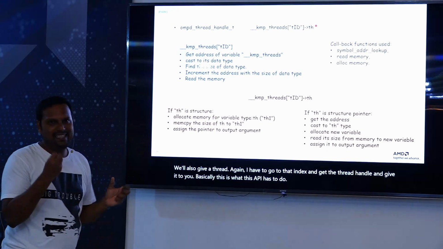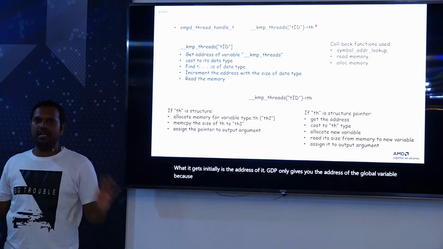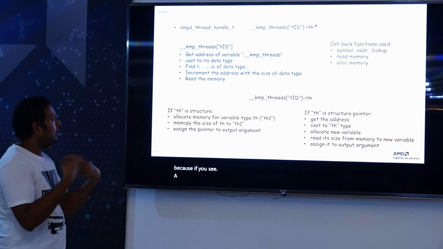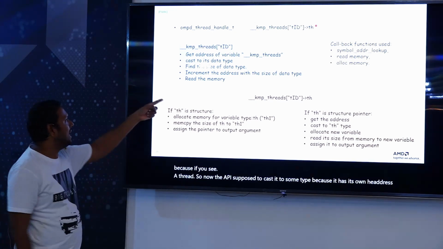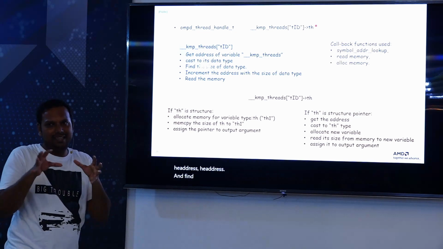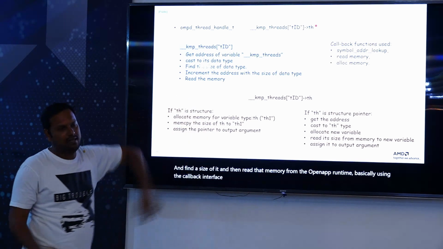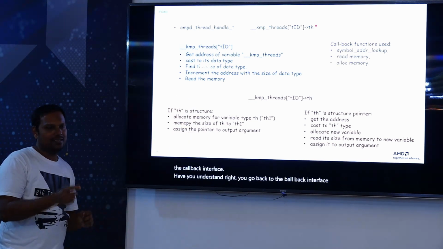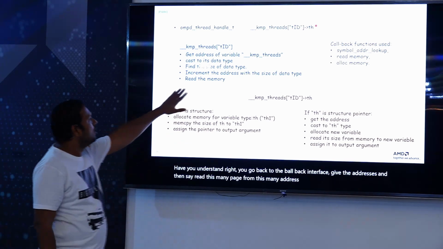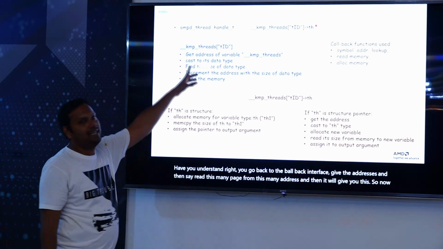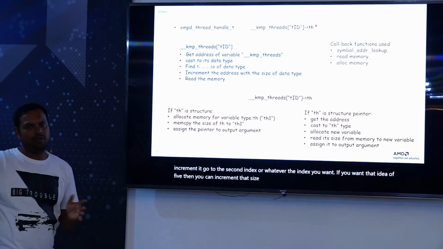What it gets initially is the address of it. GDB only gives you the address of the global variable, because libOMP doesn't have any debug information. It just says thread. So now the API is supposed to cast it to some type, because it has its own header file, and then it will cast it to the data type, find the size of it, and then read that memory from the OpenMP runtime, basically using the callback interface. Now you understand, right? You go back to the callback interface, give the addresses, and say read this many bytes from this address, and then it will give you this. So now you increment it, go to the second index or whatever index you want. If you want the data of index 5, then you increment by that size from the address you got, up to 5, and you go to that pointer.